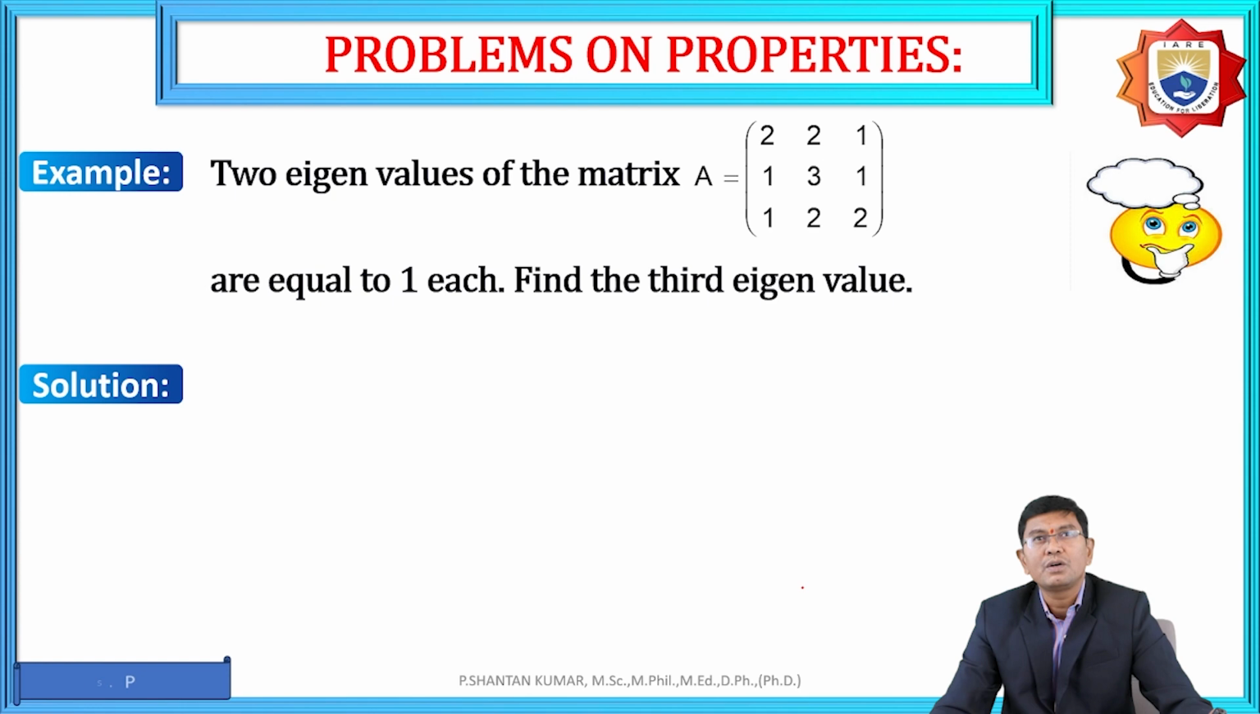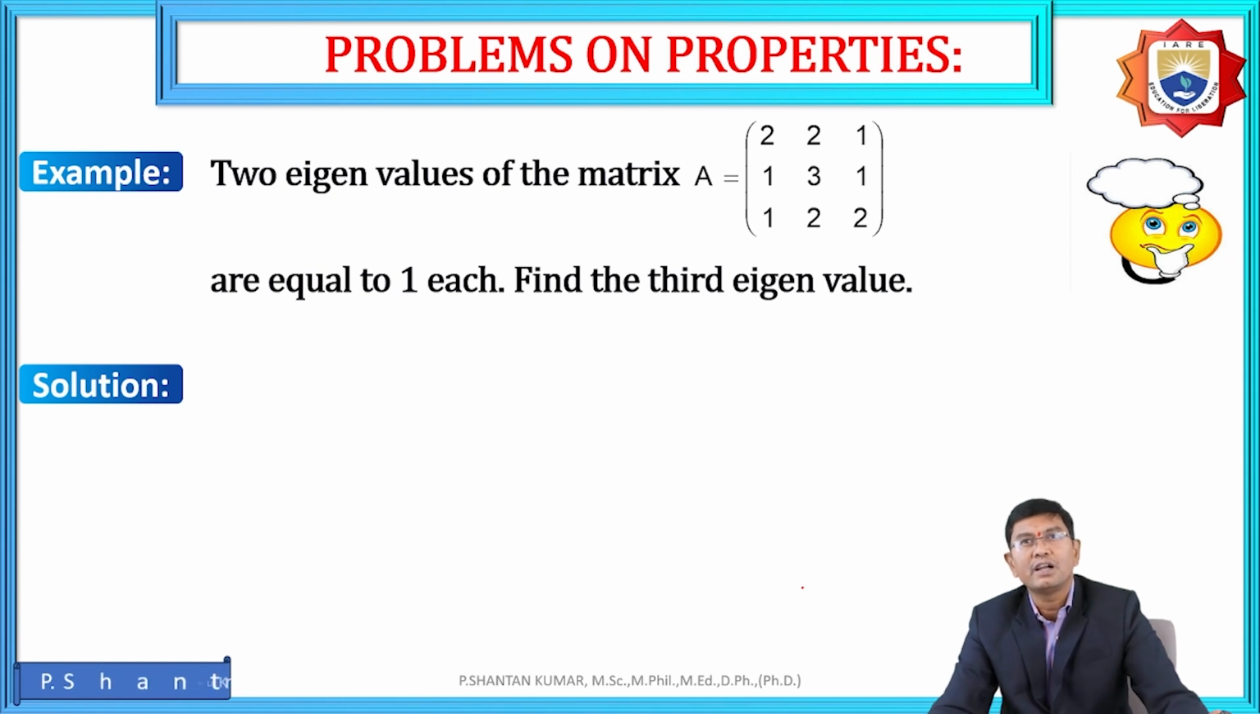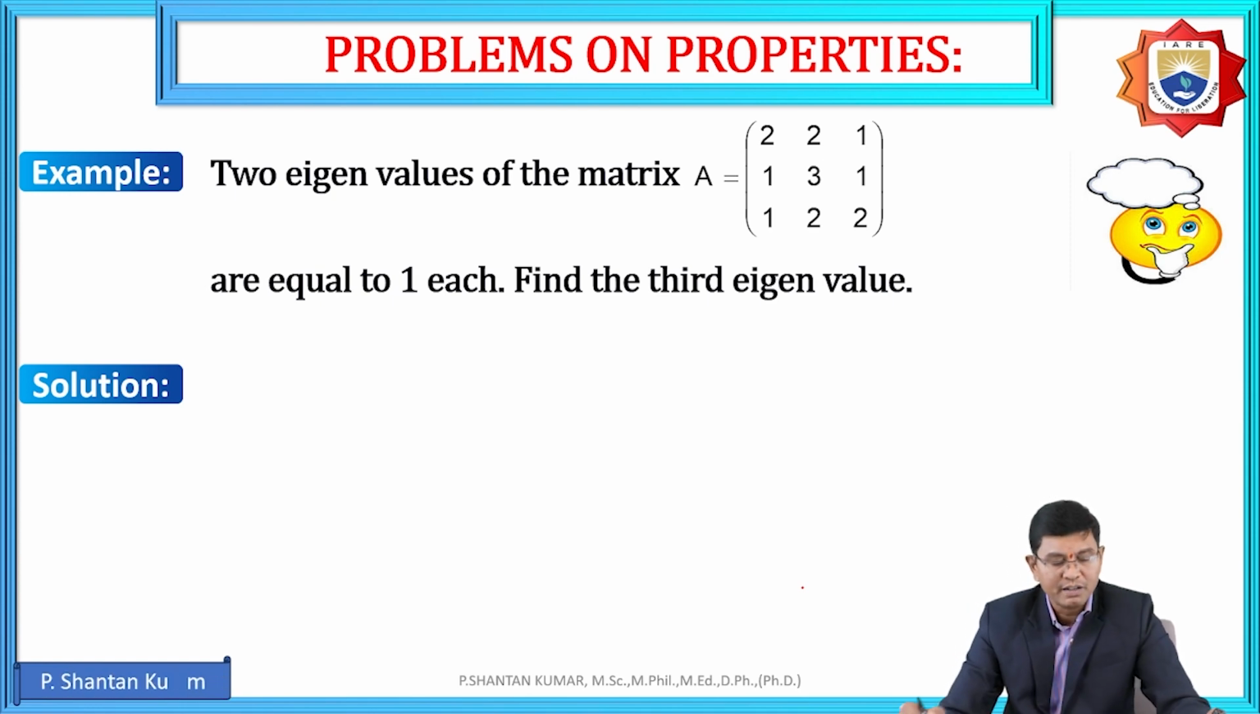And similarly, the two eigenvalues of the matrix A, which is 2 1 1, 1 3 1, 1 1 2, are equal to 1 each.